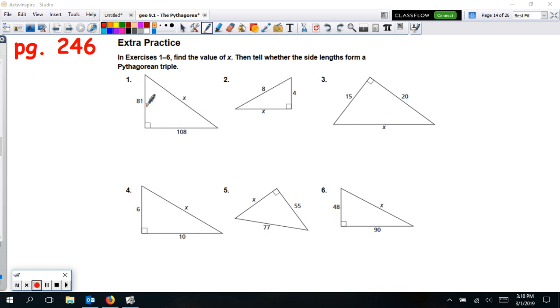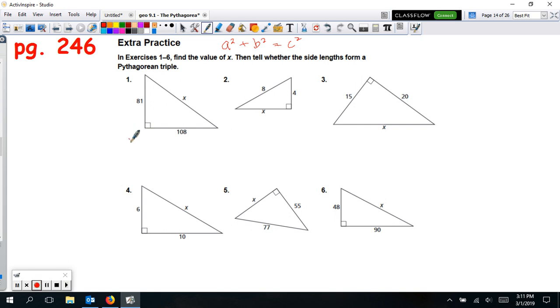So for number 1, we could start off by saying we're looking for the Pythagorean theorem. Let's write it up here again. They wrote it as c squared, but I usually like a squared plus b squared equals c squared. That's usually how we label a, b, and c. So let's go ahead and use that.